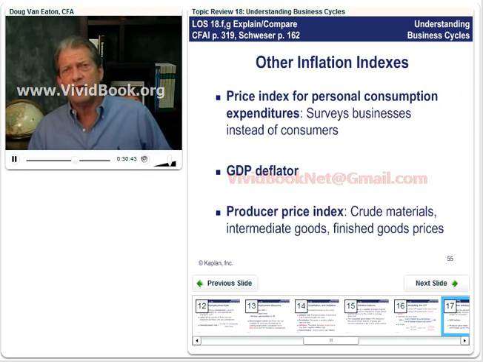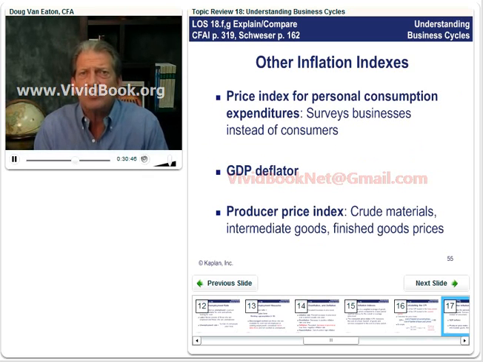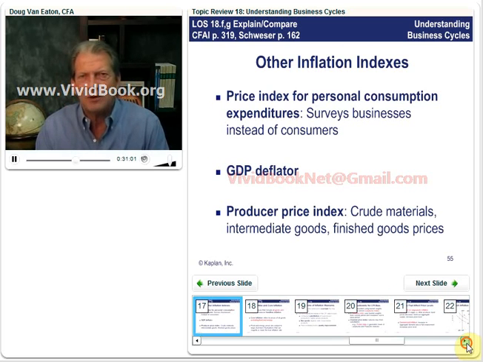Now there are some other indexes that are used. There's a price index for personal consumption expenditures, and this is based on a survey of businesses instead of consumer prices. There's something called the GDP deflator, which gets us from nominal to real GDP, discussed in another reading in a little more detail. And the producer price index in the U.S., the PPI, is based on the prices of things producers use: crude materials, intermediate goods, and some finished goods prices.